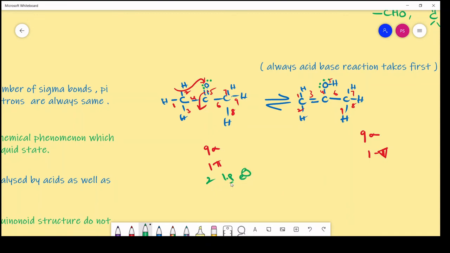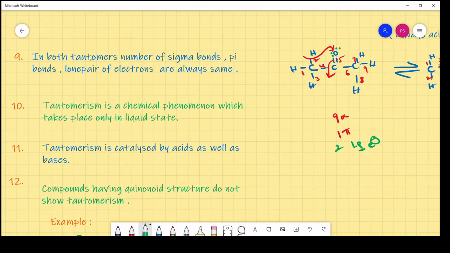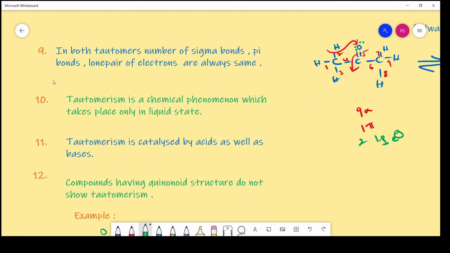Okay. Here we are saying lone pairs, and pair means 2 electrons. Okay. 2 electrons are different, 2 lone pair electrons are different. Here we are saying pair. Okay. So this point also clear for you. In both tautomers, number of sigma bonds, pi bonds, lone pair of electrons are always same.